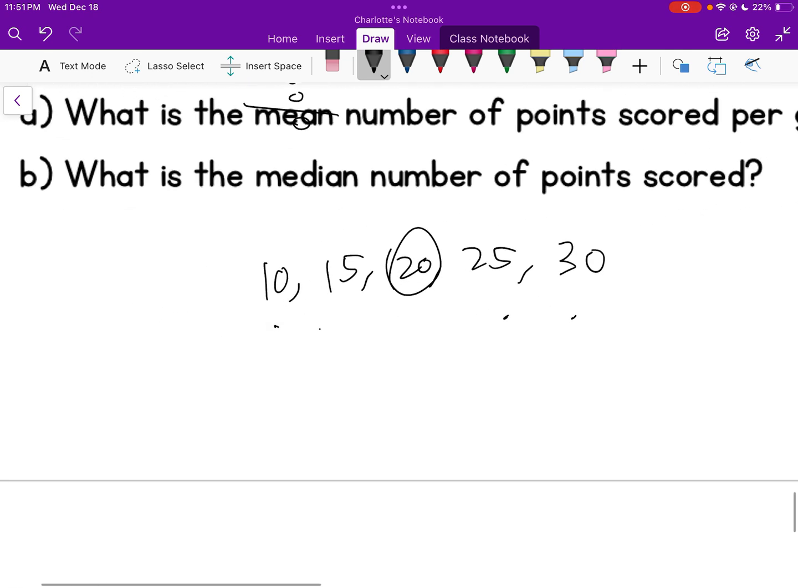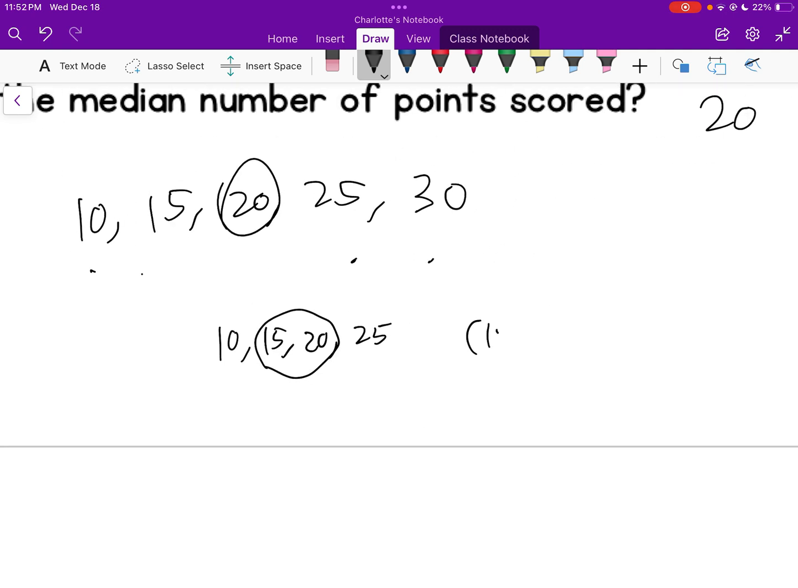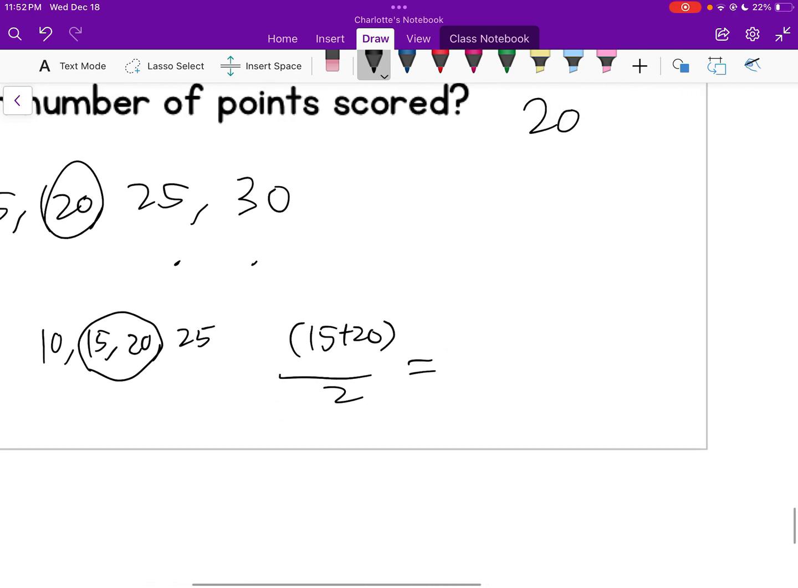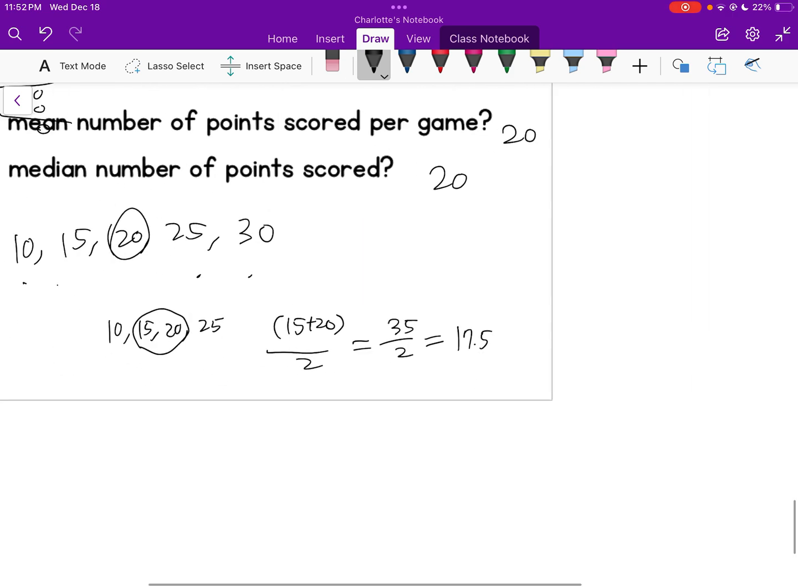And if you want to find the median in an even number set, like 10, 15, 20, 25, you add the 2 middle numbers together first, like this, and divide by 2, so you get the average of them. So this is 35 divided by 2, which is 17.5.